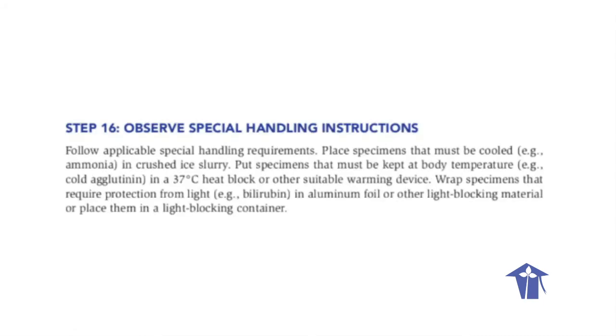Step 16, observe special handling instructions. Follow applicable special handling requirements. Place specimens that must be cooled, for example ammonia, in crushed ice slurry. Put specimens that must be kept at body temperature, for example cold agglutinin, in a 37 degree heat block or other suitable warming device. Wrap specimens that require protection from light, for example bilirubin, in aluminum foil or other light-blocking material, or place them in a light-blocking container.